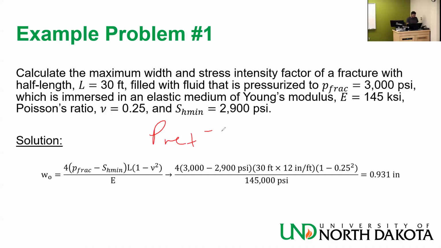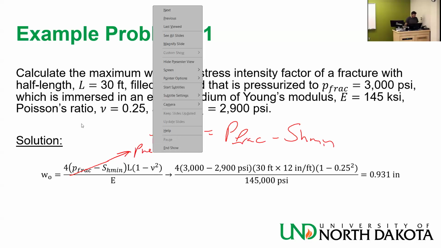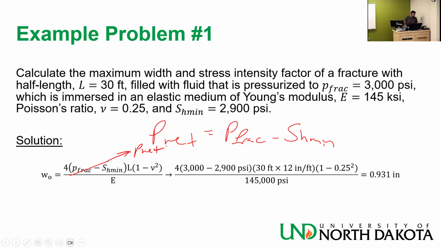P net is P frac minus SH mean, and this is basically P net. So 4 times P net, this is basically 4 P0 C times (1 minus N square) from before. Same thing, divided by E. Just now you don't have C, you have L, that's the half length. And then, yeah, everything else.